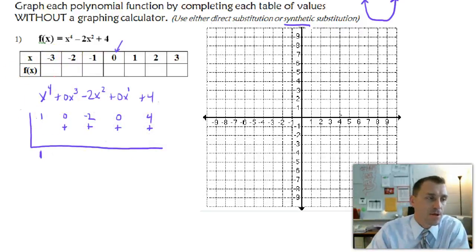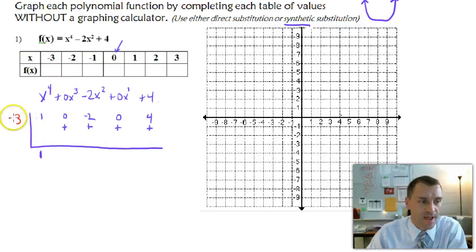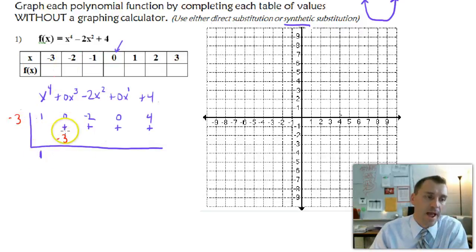So let's do it. Let me change colors. I'm going to put this negative 3 right over here, and I'll start bouncing. So negative 3 times 1, bounce past up to get me negative 3. I'm going to add this together and get negative 3. I bounce past again. Negative 3 times negative 3 gives me positive 9. Add these together, gives me positive 7. Bounce past again. Bounce it up. It gives me negative 21. Add together gives me negative 21.